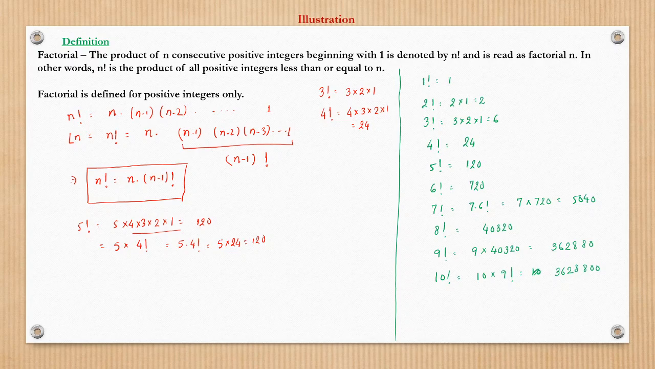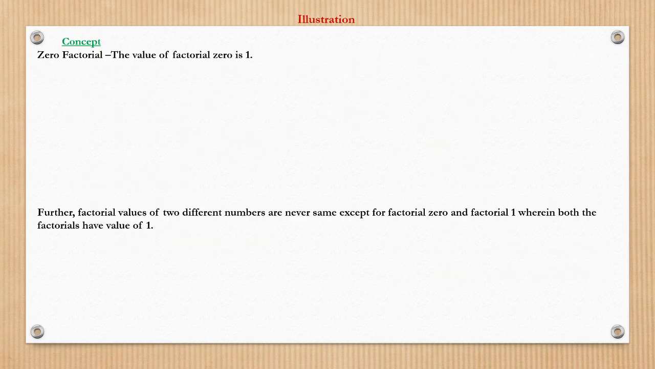So this is the basic introduction and definition of factorial. Now we will see a concept on zero factorial. In the previous slide, I had shown that n factorial I can write as n into n minus 1 factorial, right? So here, if I substitute n is equal to 1 in this equation, so what would we get?